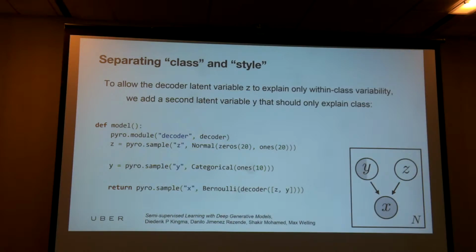If we could get this model to work. So what does the model look like? Well, it's pretty simple. We just add a single line of code. We add another sample statement with a categorical distribution, which is a distribution over these discrete index variables, like 0 through 9. And now our decoder will take, in addition to the style variable z, this variable y as input. So the decoder now has two arguments, z and y.